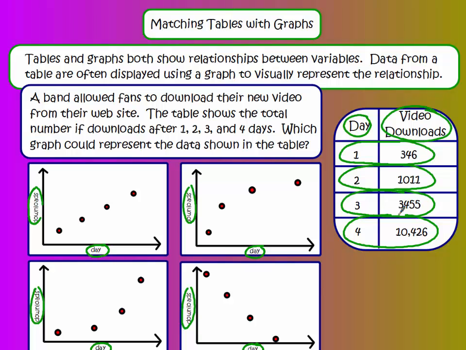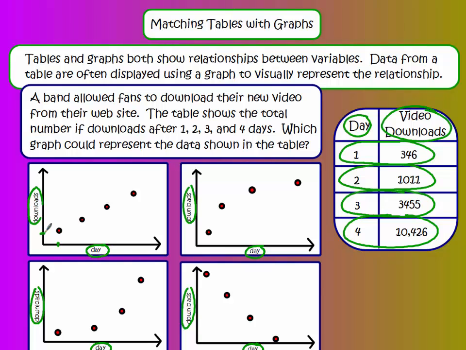So looking at the 4 different graphs, again, we have 4 pieces of data on each one. If you see, we have these red dots on each one. There's 4 of them. So now the key here is to try and determine which one of these graphs is going to best suit our data. So let's try and visually look at this first graph here. If at day 1 we had 346 downloads, let's just count this as day 1 and this at about 346.